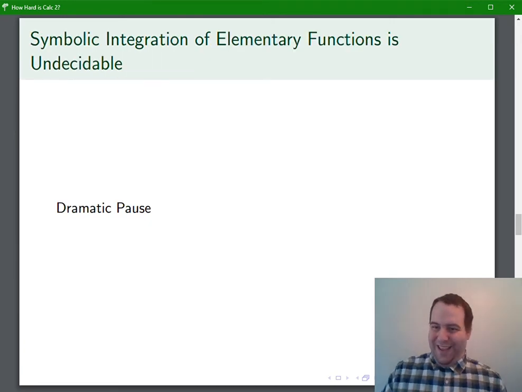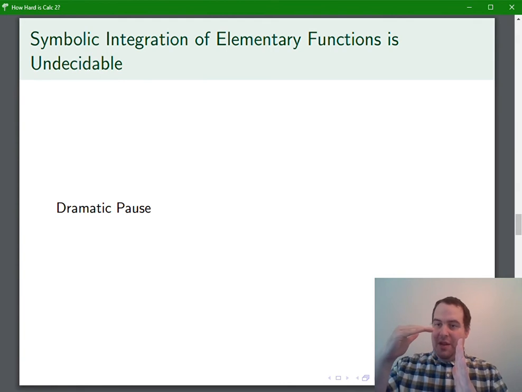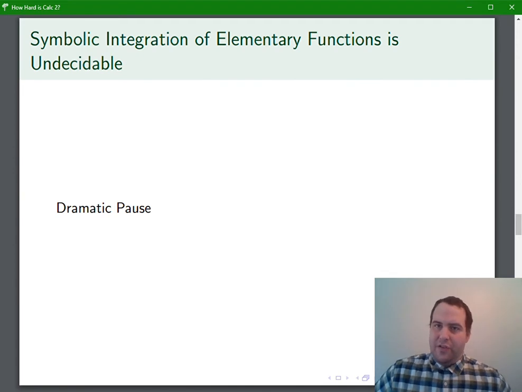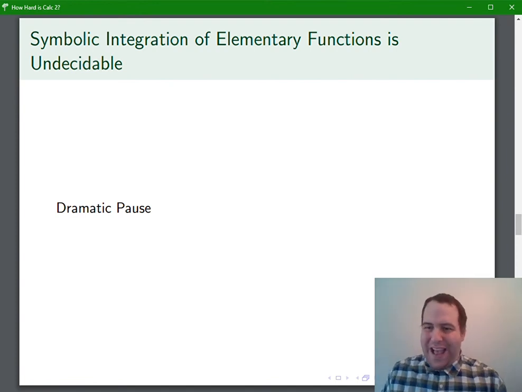So it turns out, after all of this, after the Risch algorithm, and we have what we thought was an algorithm, and it works. The Risch algorithm does in fact work. It gives you a list of potential candidates, and if none of the members of the list are the antiderivative, then there is no elementary antiderivative, and we can construct this list computably. After all of that, it turns out that symbolic integration of elementary functions is undecidable. What went wrong? I thought we had an algorithm. Where does this go wrong?